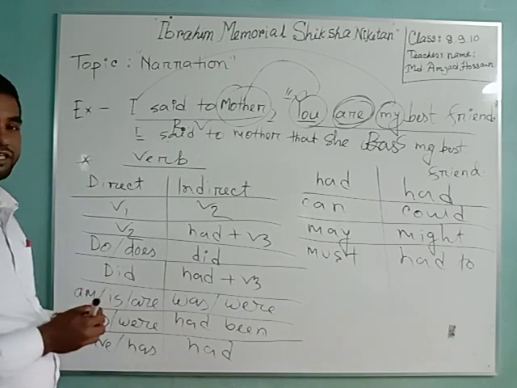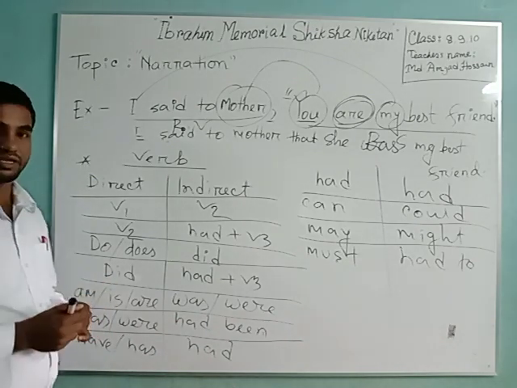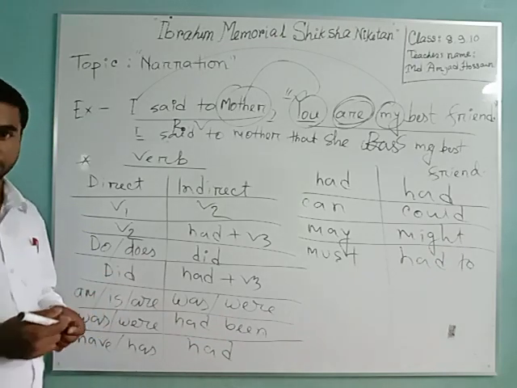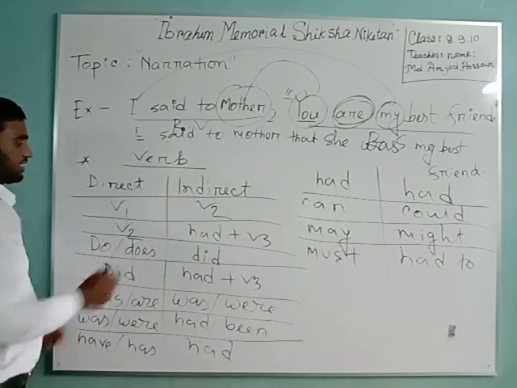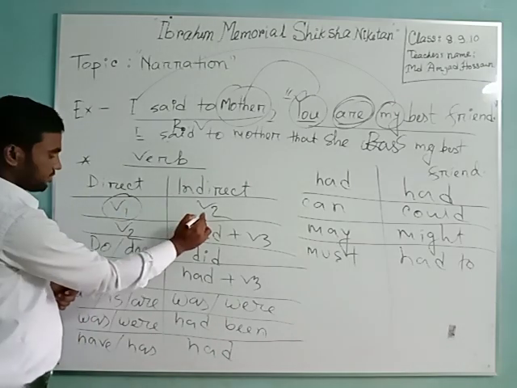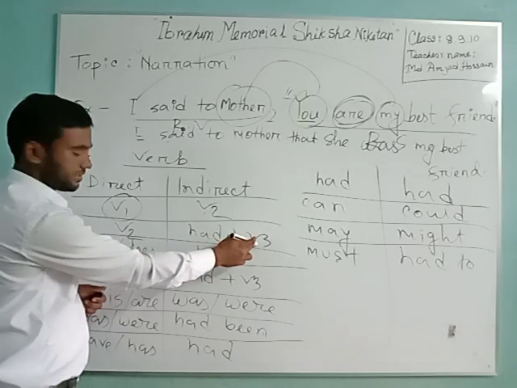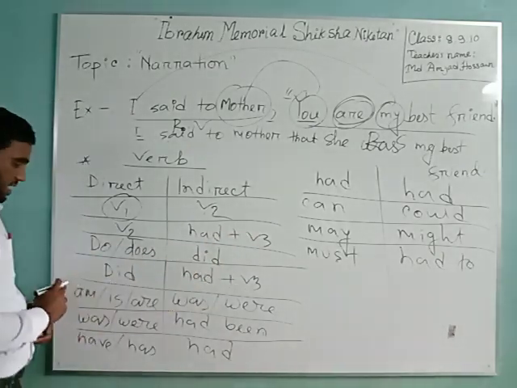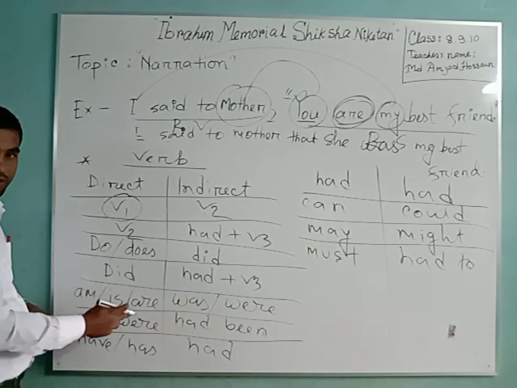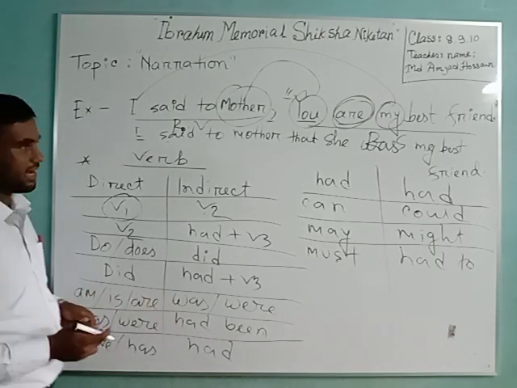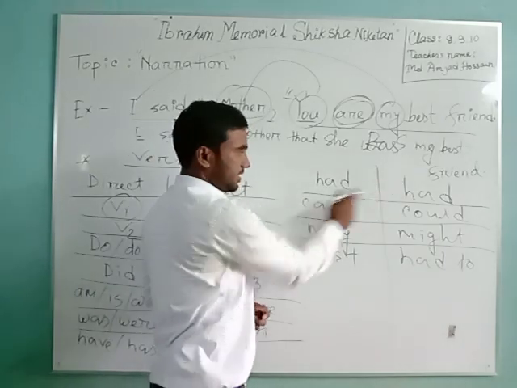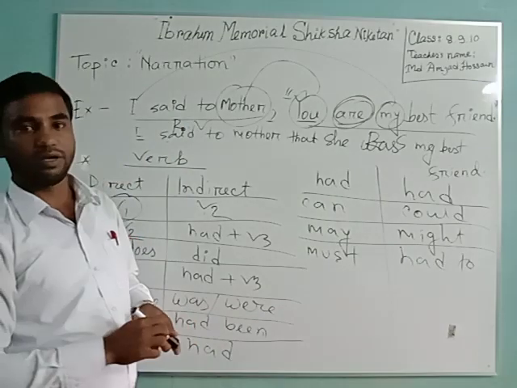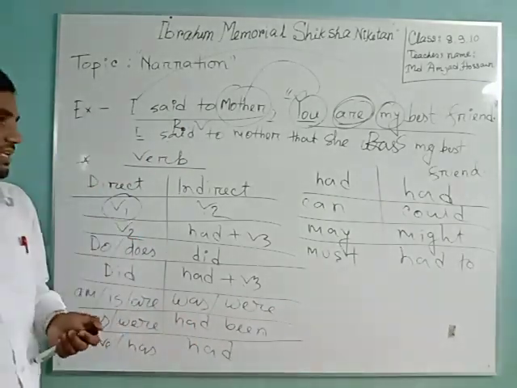Again, we have to change our verb from direct to indirect, and we must follow some rules or shortcut techniques. Direct to indirect: verb 1, verb 2. Verb 2, had plus verb 3. Do, does, did, had plus verb 3. Am, is, are, was, were, had been. Have, has, had, can, could, may, might, must, had to. In this way, we have to change. Number 3, adverb.